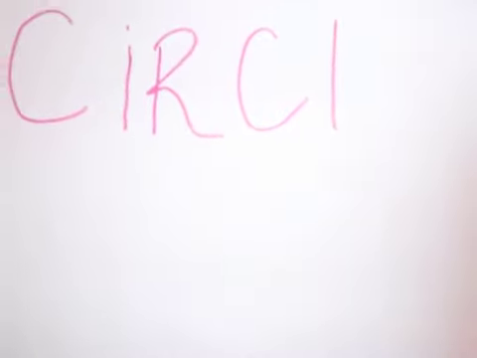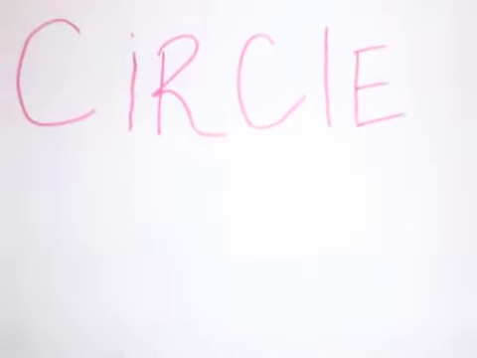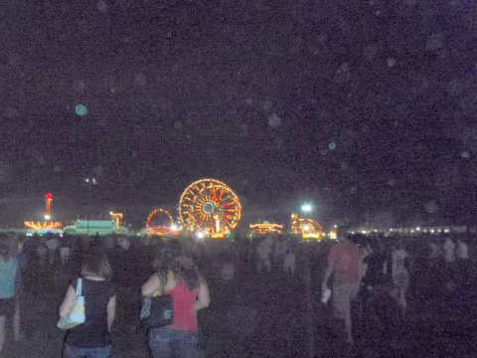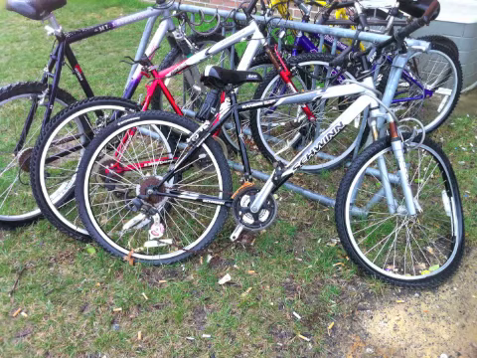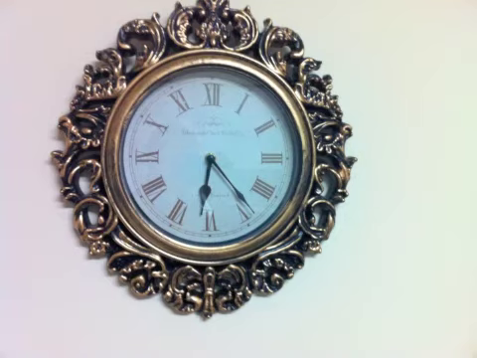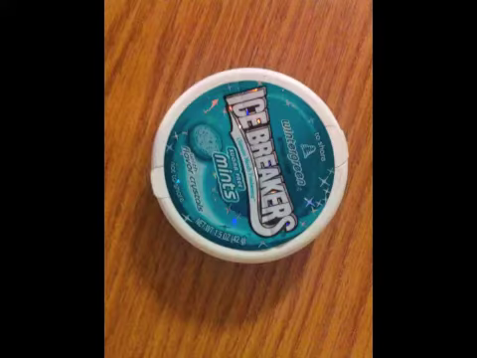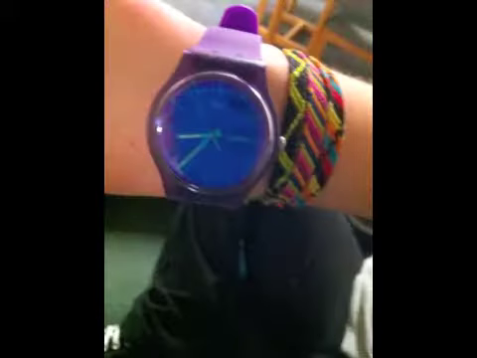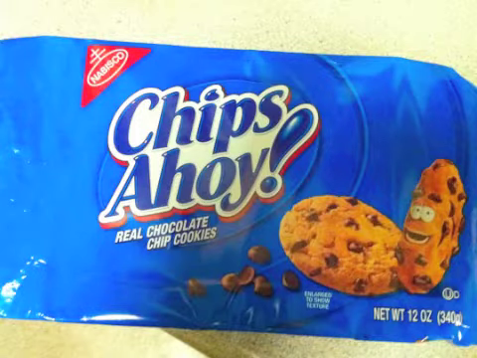And now here are some examples of a circle. The first example is a Ferris wheel. The second example is a satellite dish. The third is a bicycle wheel. And next is a clock. And also a quarter is another example. And icebreakers mints. And the face of a watch. And even chocolate chip cookies.